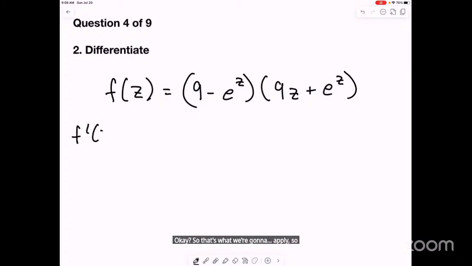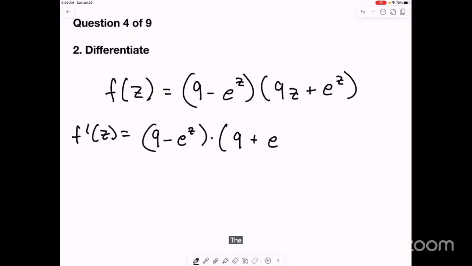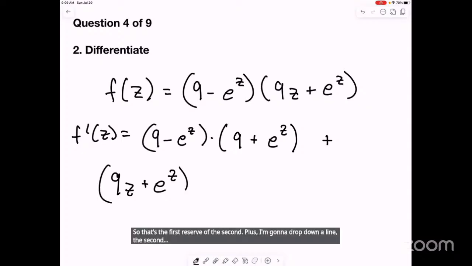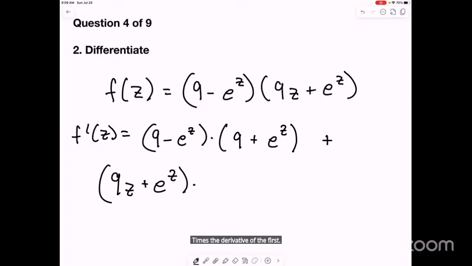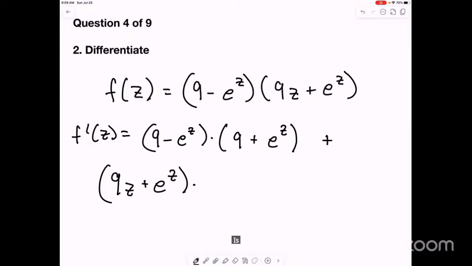So we have this f prime of z. The first is this guy times the derivative of the second. Okay, so that's going to be 9. The derivative of e is itself times the derivative of the power. The derivative of z is 1. So that's the first times the derivative of the second plus, I'm going to drop down a line, the second times the derivative of the first. The derivative of 9 is 0. The derivative of negative e to the z is itself, negative e to the z.